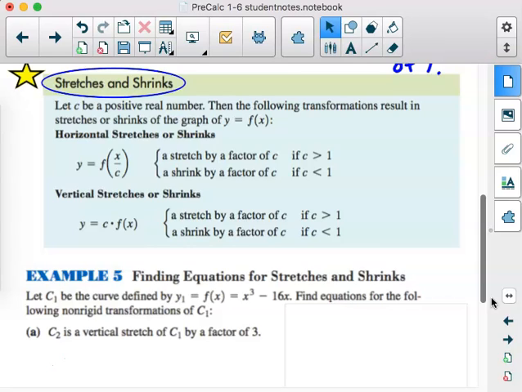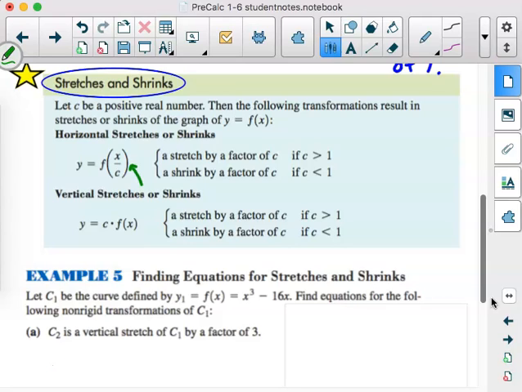So let C be a positive real number, then the following transformations result in stretches or shrinks of the graph y equals f of x. Horizontal stretches or shrinks are y equals f of x over c. We have a stretch by a factor of c if c is greater than 1, and we have a shrink by a factor of c if c is less than 1. And this is exactly what I was just talking about.